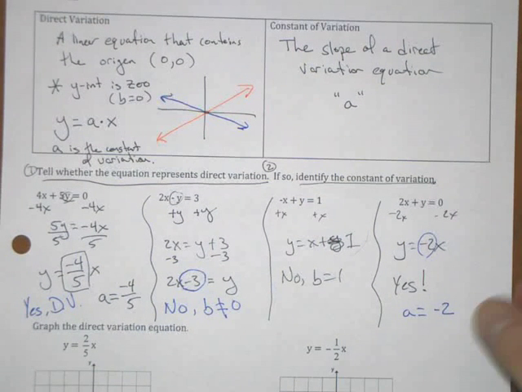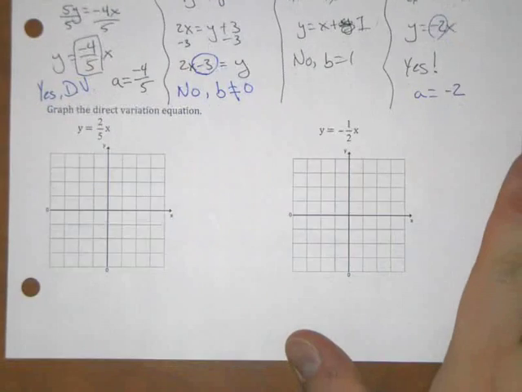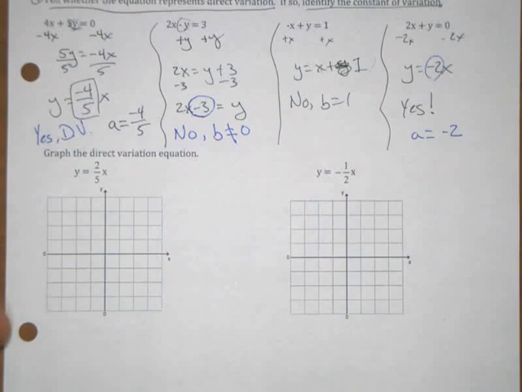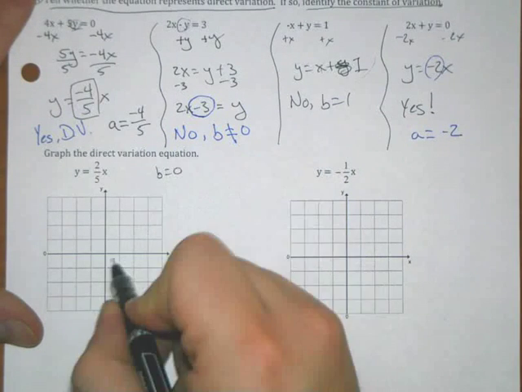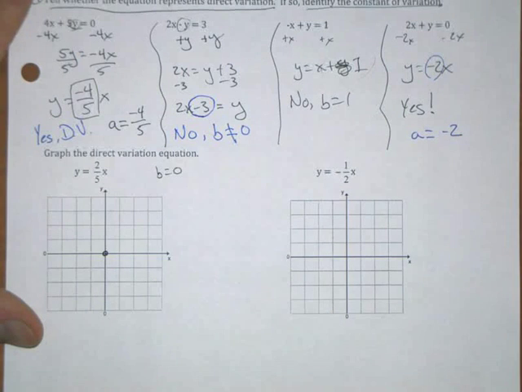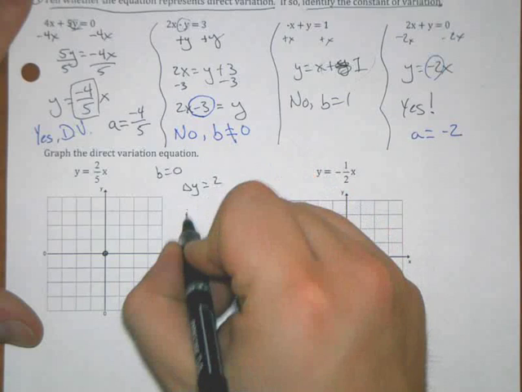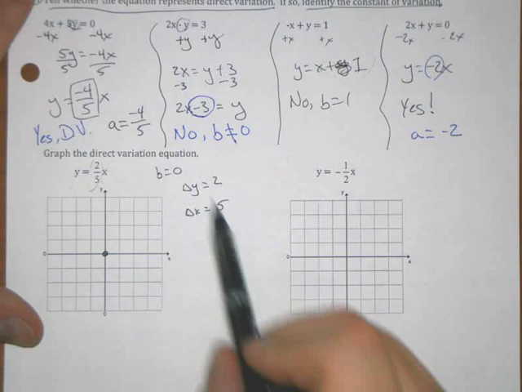So in this first section, we identified whether or not these could be direct variation by their definition. Graphing direct variation equations is pretty nice. They graph identically to how we did yesterday, meaning we'll still find the y-intercept. In this case, the y-intercept is always 0 since it's direct variation. And I'll still use slope, or the constant of variation, to help me graph my line.